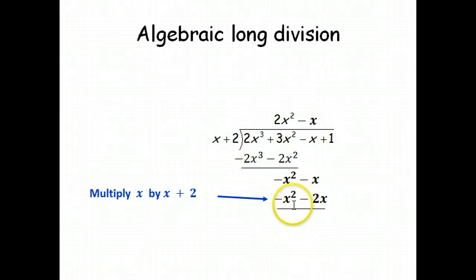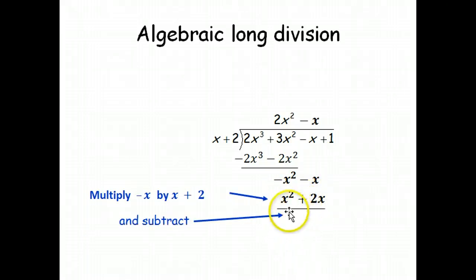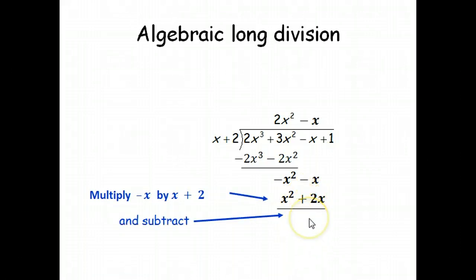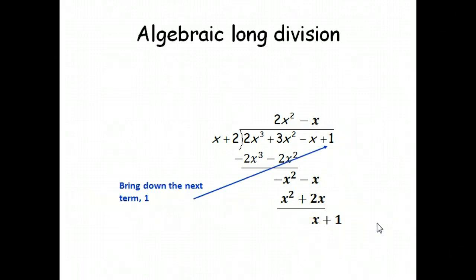Okay, now that I have this lined up, I've got to subtract it. That means I'm going to change both of these signs. That one turns positive. This one was negative before. See how it was negative? Now it turned positive. Okay, now I've got negative 5x squared plus 5x squared gives me 0. Negative x plus 10x would give me a positive 9x. Okay, now that we have that, I'm going to bring down my 1. So now I've got 9x plus 1.